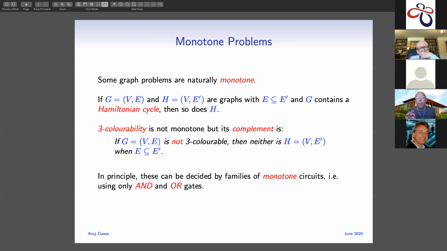And now, monotone graph properties in this sense are described slice-wise by monotone Boolean functions, which means you have a Boolean function where if you change an input from 0 to 1, the output cannot go from 1 to 0, right? And in principle, a monotone Boolean function can be described using only AND and OR gates. You don't need negations. You don't need NOT gates. Any monotone Boolean function can be so described.